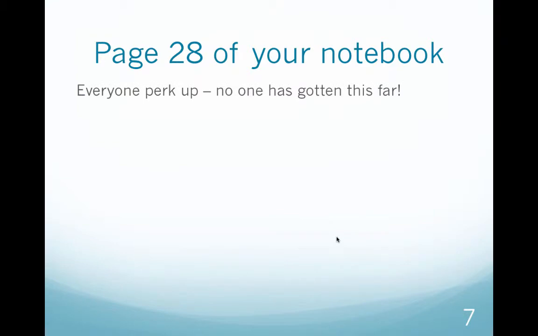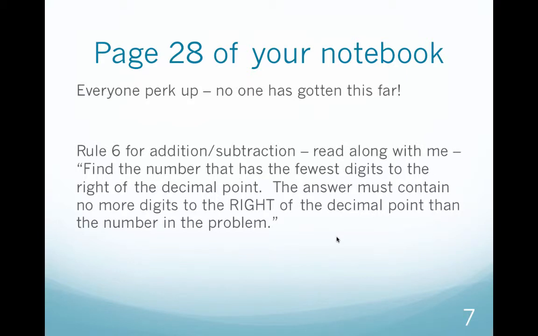Let's go ahead and look at Rule 6. Everyone needs to perk up now. No one's gotten this far. All right, Rule 6, which is for addition and subtraction. Go ahead and read along with me. Find the number that has the fewest digits to the right of the decimal point. The answer must contain no more digits to the right of the decimal point than the number in the problem.